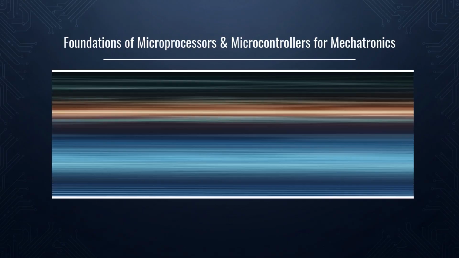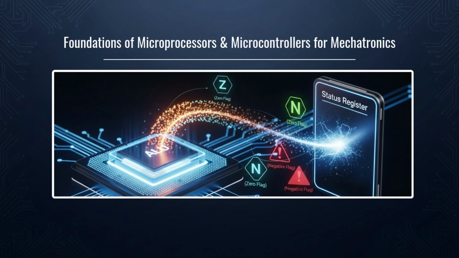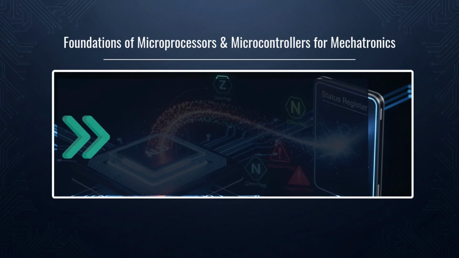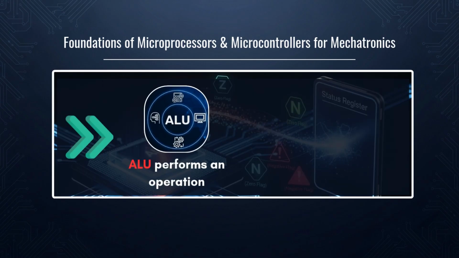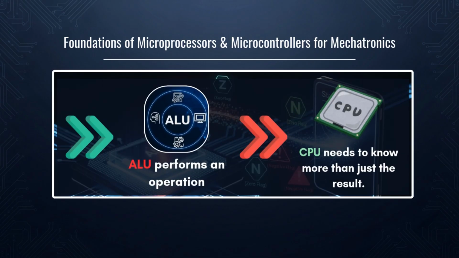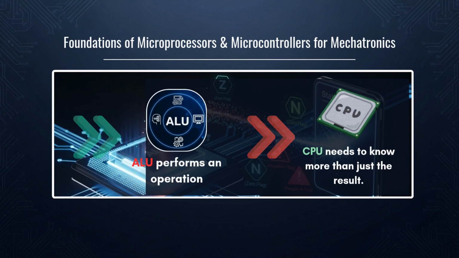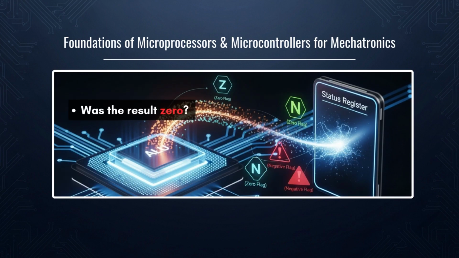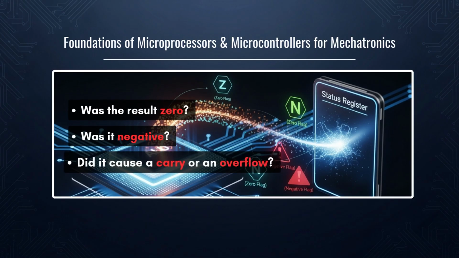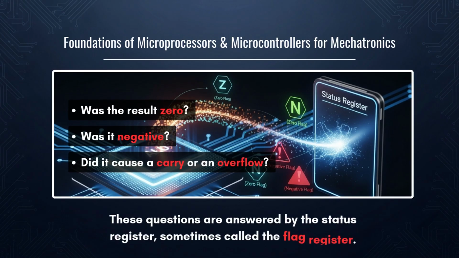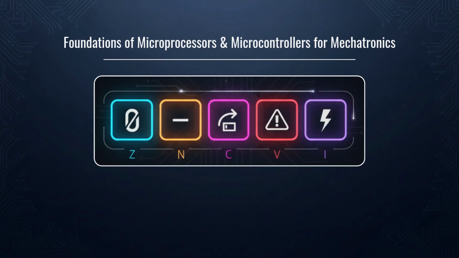The status register, or flag register. After the ALU performs an operation, the CPU needs to know more than just the result. Was the result 0? Was it negative? Did it cause a carry or an overflow? These questions are answered by the status register, sometimes called the flag register. The status register is made up of individual bits, each representing a flag with a specific meaning.